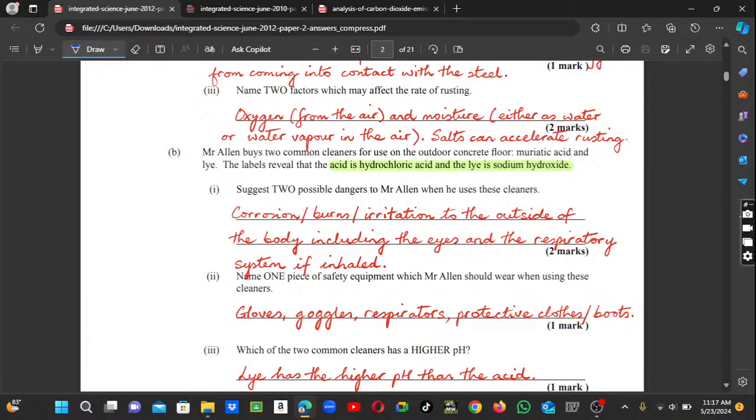All right, good. So another question says that we need to name 1 piece of safety equipment which Mr. Allen should wear when using these cleaners. Guys, I need you to understand what CXC normally asks for. The 2024 paper that you will be getting will be a similar paper to this paper, but this is how they're going to construct it.